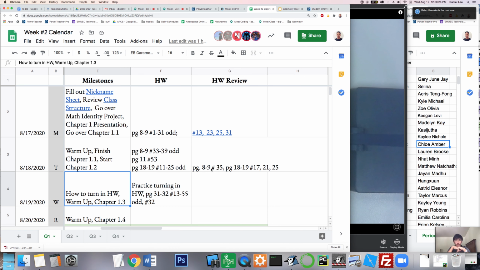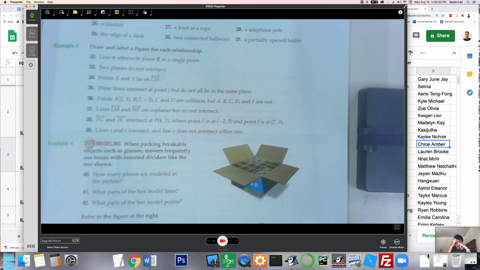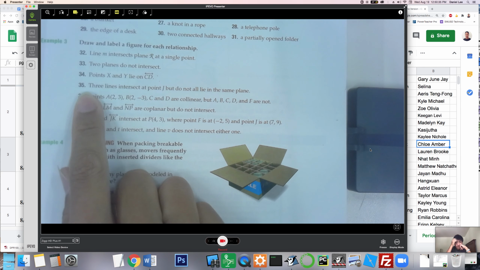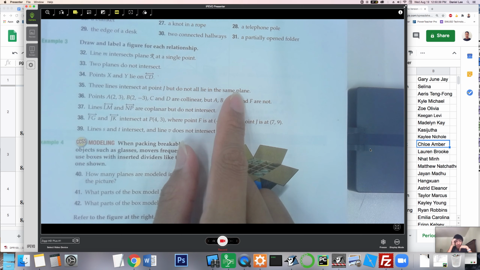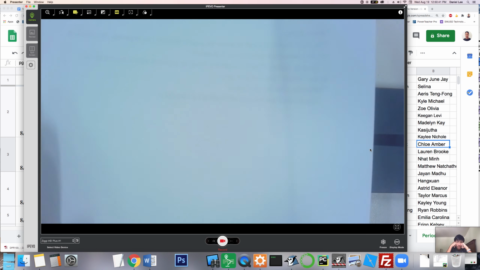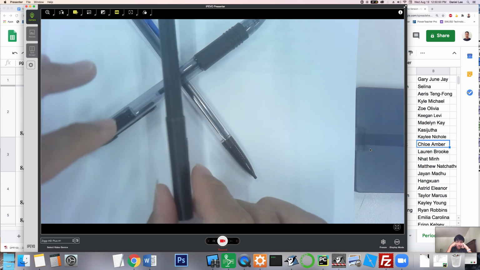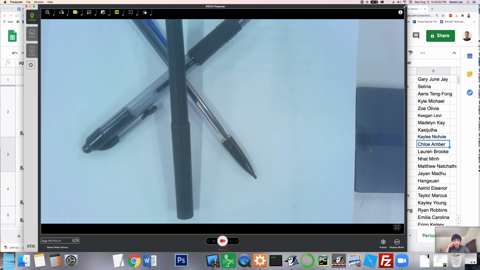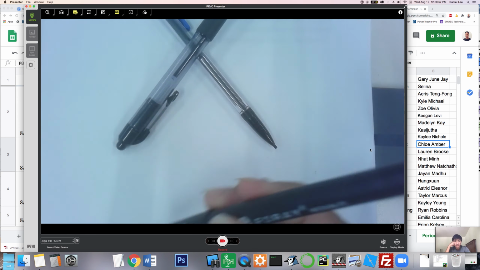Okay, so we want to go over page 8 and 9, number 35. And this is page 9, and this is 35. So we're drawing three lines that intersect at point J, but they don't all lie in the same plane, right? So if we were going to take this piece of paper as being our plane, and we were going to draw three lines all in the same plane, it would look something like that, right? But how would it look if all of them were not on the same plane?